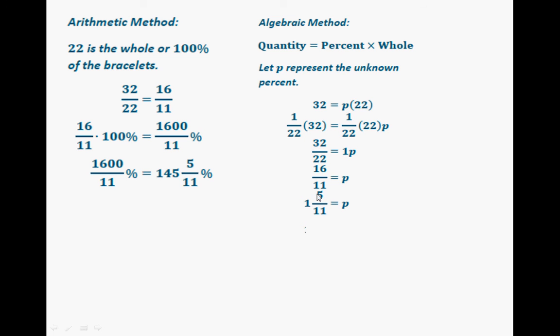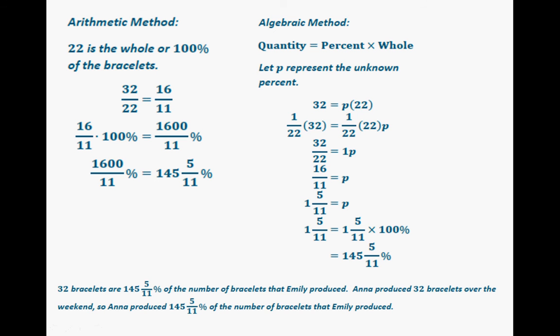But we're not in a percent yet. This is just a percent without the percent sign. So what is 1 5/11 as a percent? Well, what we have to do is multiply that by 100%, and that is going to equal 145 5/11%. Now you might be looking at this going, how did we get from this part to this part? And I'll go ahead and show you on the next slide. So bear with me.